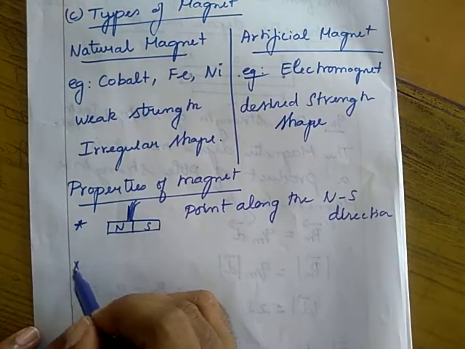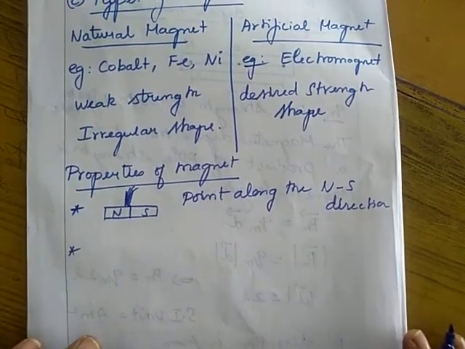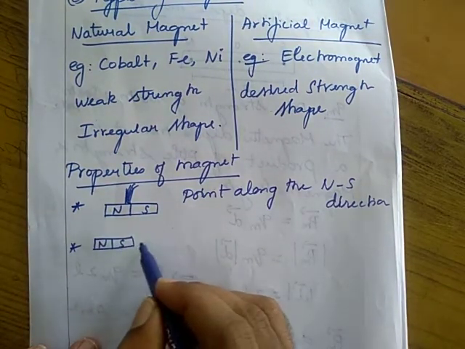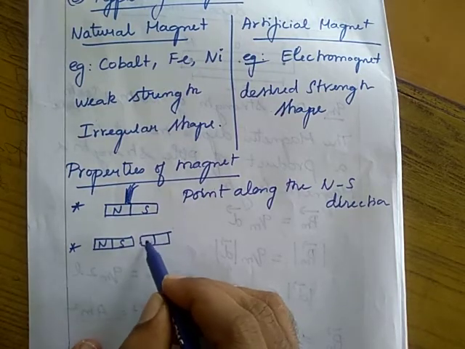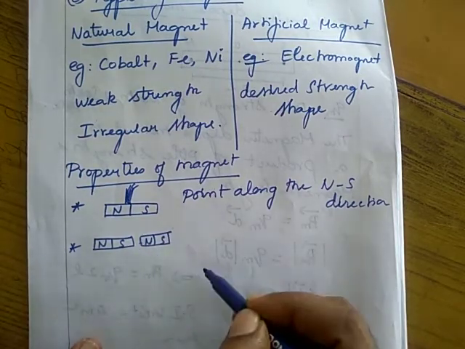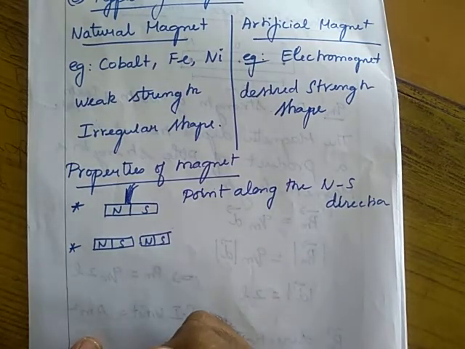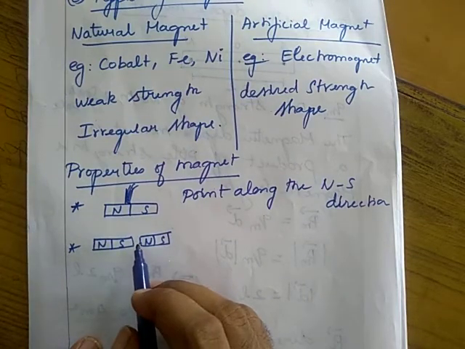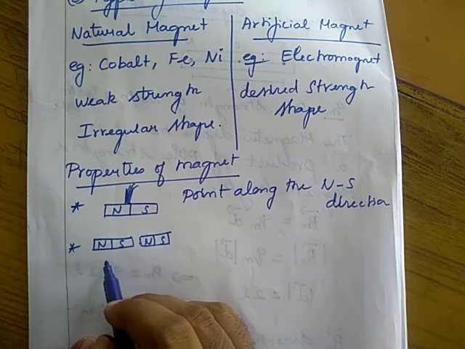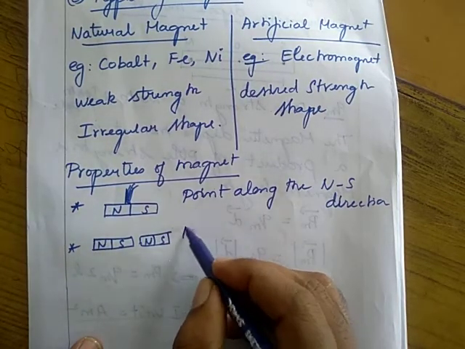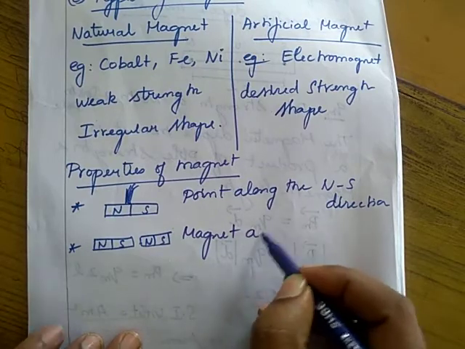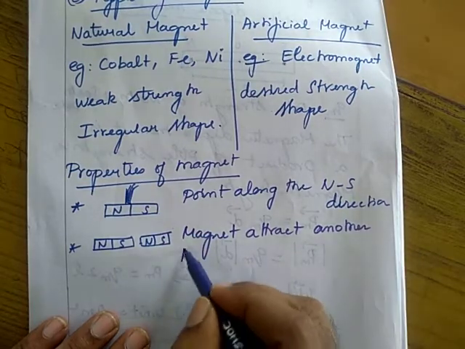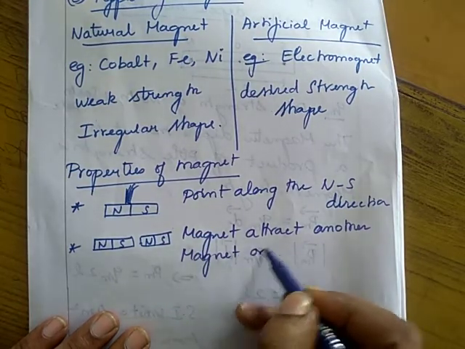A magnet has the property to attract other magnets and magnetic substances. It will attract another magnet or some other magnetic substance. You know very well, iron is a magnetic substance, it will attract. Then aluminum also, a magnetic substance, is attracted by the magnet. Listen, a magnet attracts another magnet or magnetic substance.